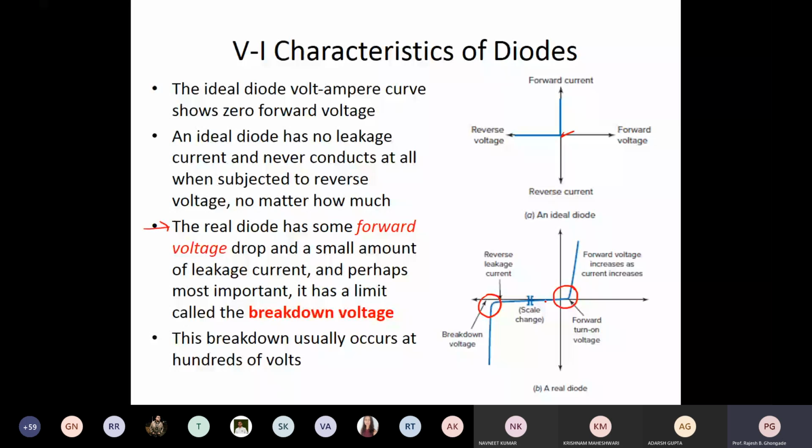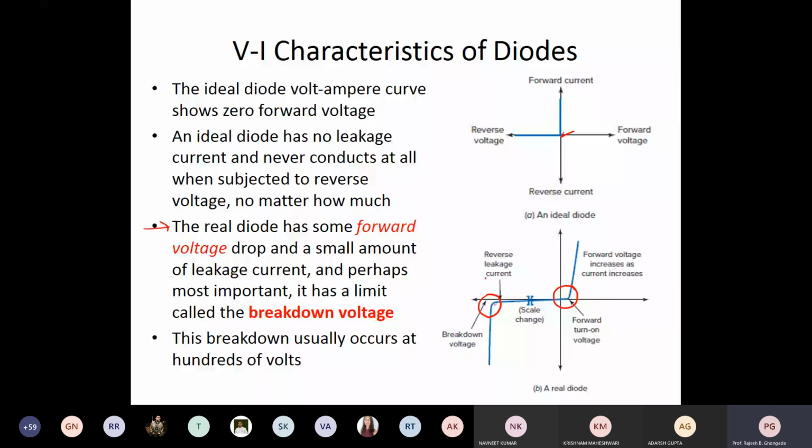And as you can see here, as I go on increasing the reverse bias to a very large extent, maybe hundreds of volts, suddenly the diode starts conducting. This is called the breakdown voltage. It is the voltage at which it suddenly behaves as if it is forward biased, but in the reverse direction. Why this happens, we are going to see in a couple of minutes.